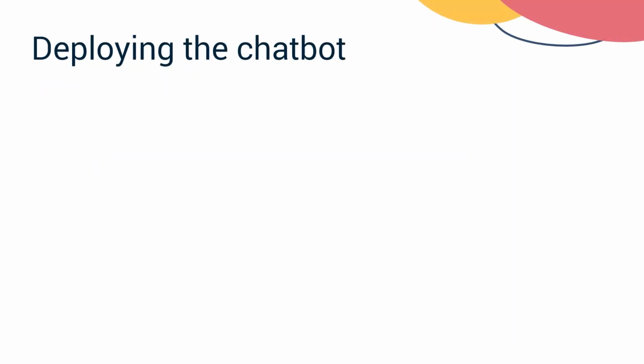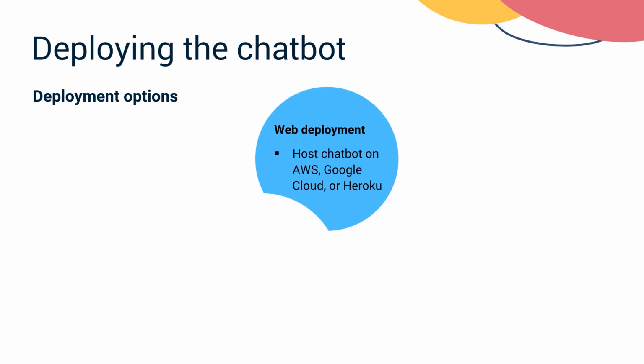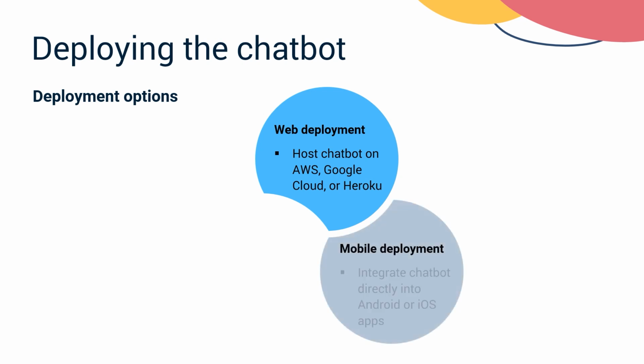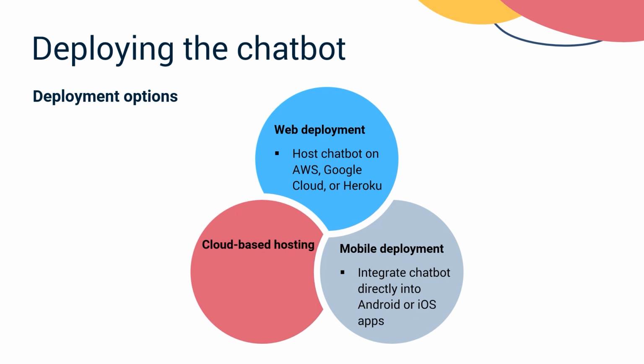Once the chatbot is built and integrated, the next step is deployment. Depending on your platform, there are several ways to deploy the chatbot. For web deployment, you can host your chatbot on cloud platforms like AWS, Google Cloud, or Heroku, providing easy accessibility for users. If you are targeting mobile users, you can deploy the chatbot directly into your mobile app, whether it's for Android or iOS. Additionally, cloud-based services like Dialogflow or Rasa offer their own hosting solutions, simplifying the deployment process for these specific platforms.